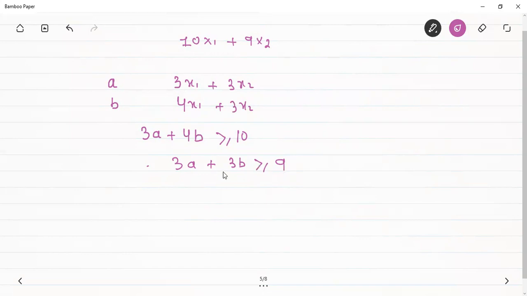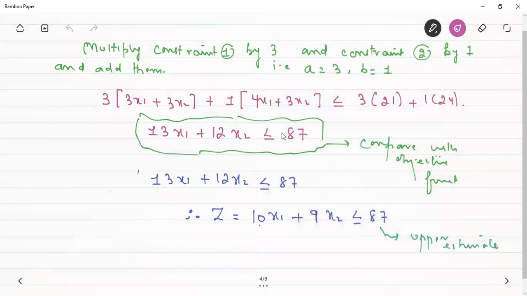And finally, what I'm getting in the right hand side is this 87. It is actually the addition of the right hand sides of the constraints, isn't it? See here, I have multiplied the right hand side of the first constraint, which was 21, with 3. The right hand side of the second constraint was 24. I multiplied it with 1, and I added them to get 87.